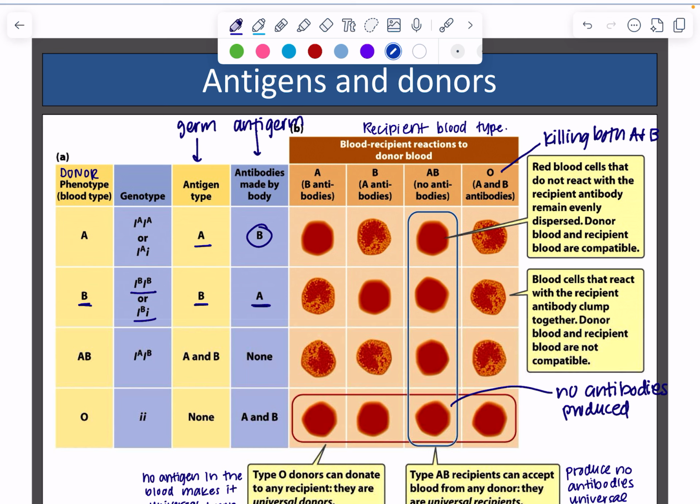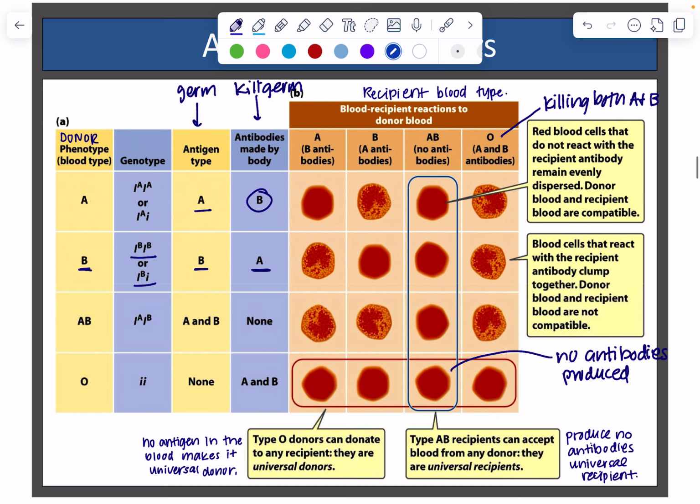So this is going to kill germs. Kill germs. And I don't know, study this page. This is the page that's going to help you.